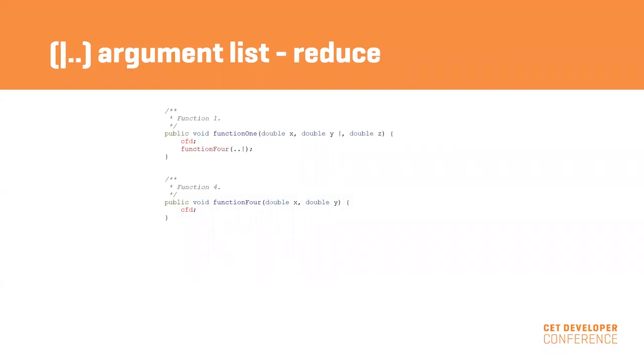So here I've placed a pipe after Y. So if I use dot dot pipe, it would give me X and Y. So it would give me all the parameters before that pipe. If I did pipe dot dot, it would give me all the parameters after the pipe. So it would be Z in this instance. You can see that there.